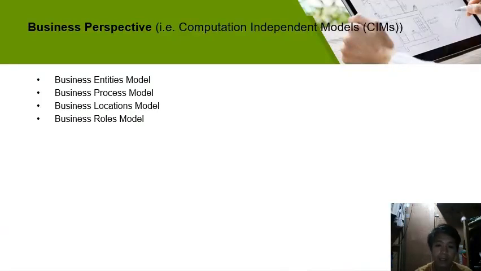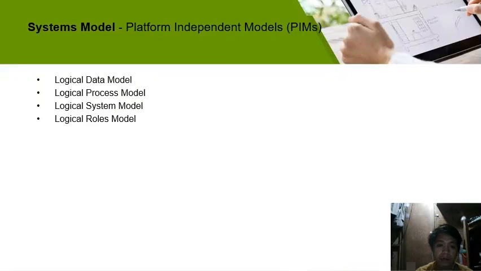Unya makita na to ang bali in graphics para pasabta din na to. First is that we will see how many perspectives. Next is the system models. Then it is a platform independent models. And system models, there are logical data model, logical process model, logical system model, and logical roles model.